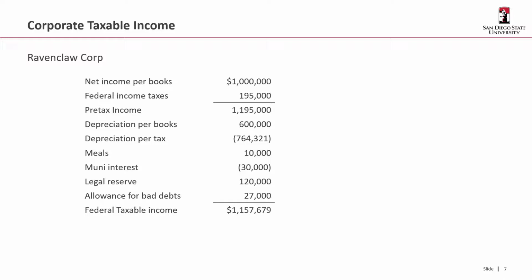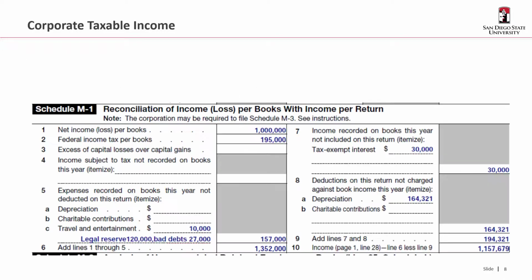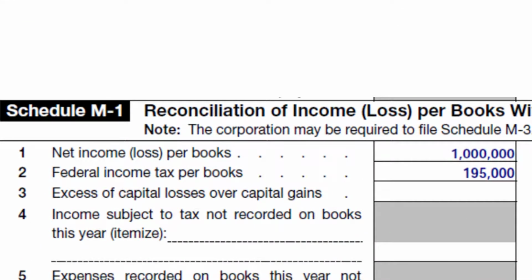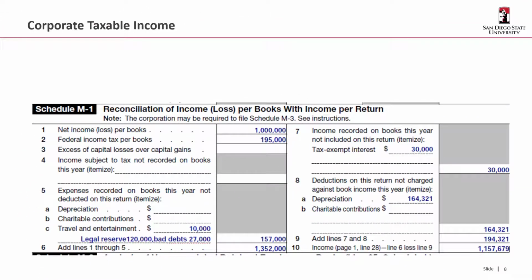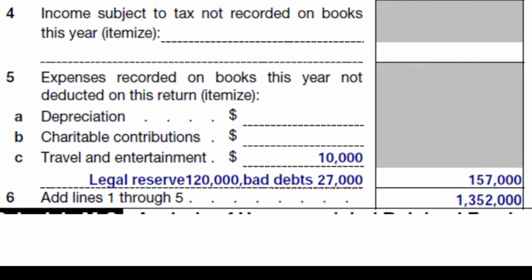So we can also take these amounts and we would be required to reconcile them on a Schedule M-1. So I've done the work for you on the Schedule M-1. You'll see line 1 is the net income per books, line 2 is federal income tax per books. And then what happens is the M-1 breaks these reconciling items down into 3 groups. And if you look, each one has a line. So line 4, income subject to tax not recorded on books. Line 5, expenses on books not deducted for tax. And you can see we have some items in there, our meals, the legal reserve, the bad debts.